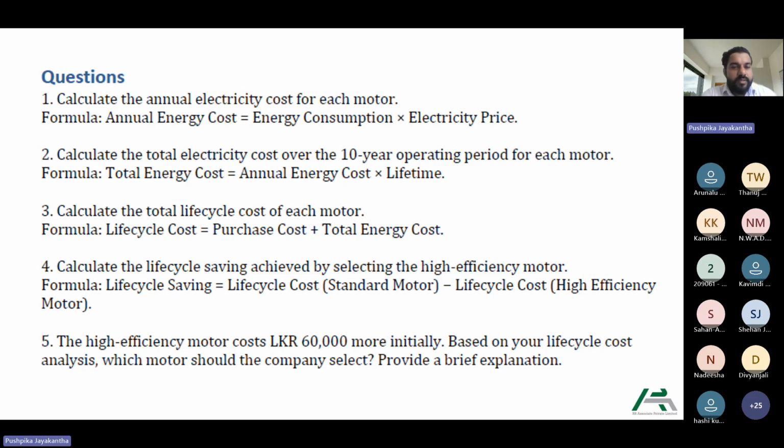Hashi, can you do this case study? Hashi. Okay, we get feedbacks.